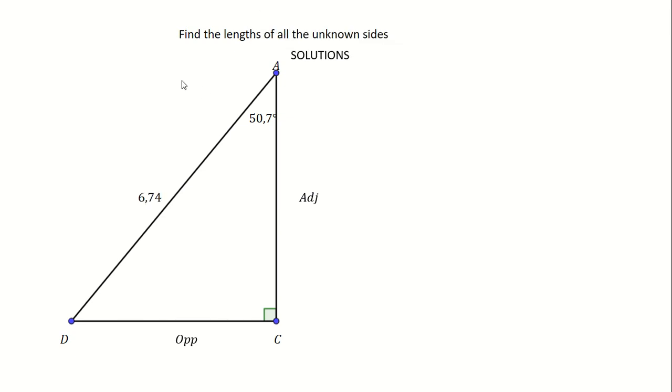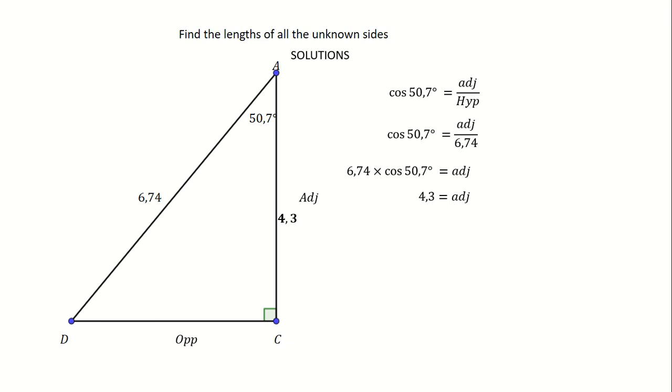I just had to correct a minor mistake. We are given the hypotenuse, not the adjacent as I initially stated. The hypotenuse is 6,74, and we need to find either the adjacent or the opposite. Since I'm given only the hypotenuse, I can only use the ratios that have hypotenuse: sine, which is opposite over hypotenuse, or cos, which is adjacent over hypotenuse. I'm going to find my adjacent first, so I use cos of 50,7 equals adjacent over 6,74. Manipulate the formula, and your adjacent will be 4,3.